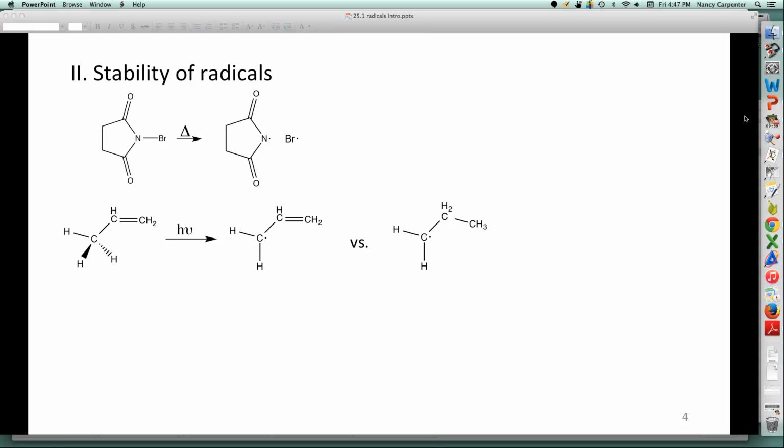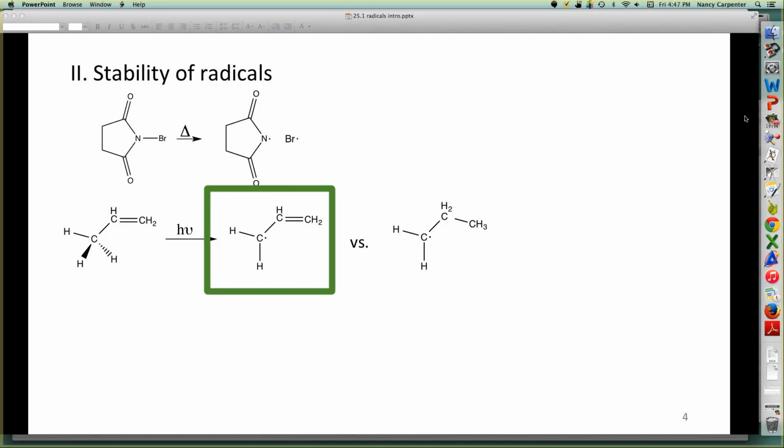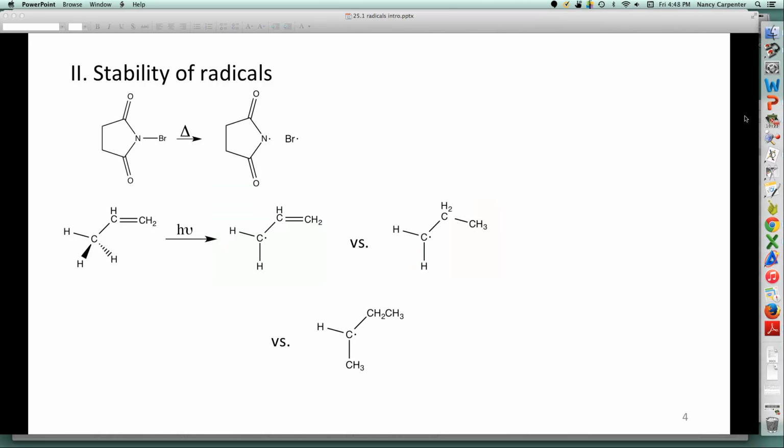So, makes sense. Resonance delocalization can stabilize radicals just as well as cations and anions. Well, now let's compare the allyl radical to just the plain old-fashioned propyl radical. Propyl radical can't delocalize that odd electron anywhere, so it's remarkably unstable.